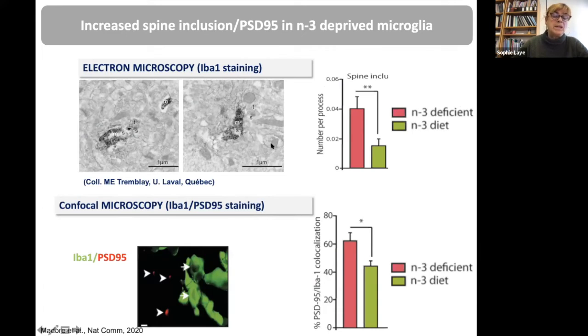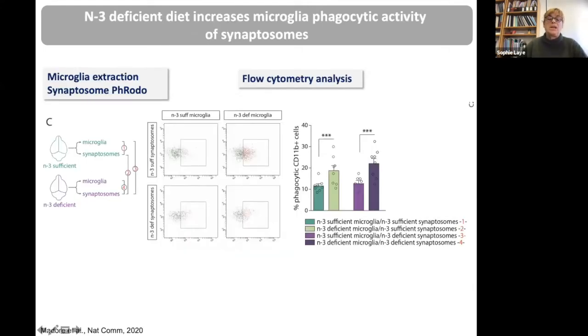In collaboration with Marie-Ève Tremblay, we measured the amount of spine inclusion in microglia using electron microscopy. We found that the amount of spine inclusion is higher in microglia of mice that have been submitted to the omega-3 deficient diet, suggesting that those microglia are more phagocytic and phagocytose more spines. Looking at the co-immunolocalization of PSD95 and microglia, we also found more of this spine protein in microglia, suggesting again that those microglia are more phagocytic.